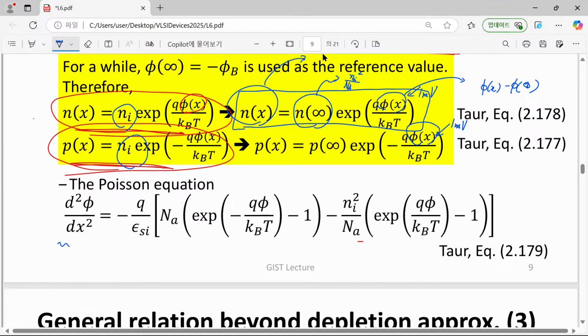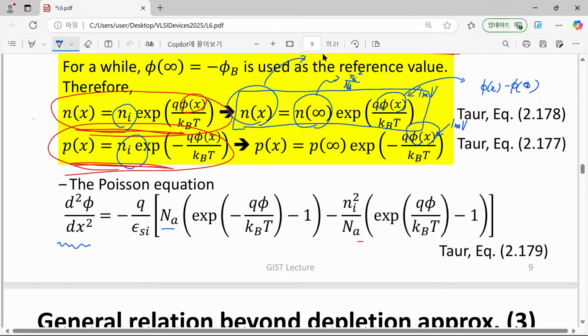So the left hand side is just a second derivative. I have not changed it. And you can see this seemingly quite complicated number. But please, this is not that difficult. So let me just show you term by term.